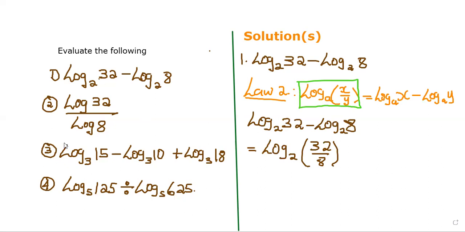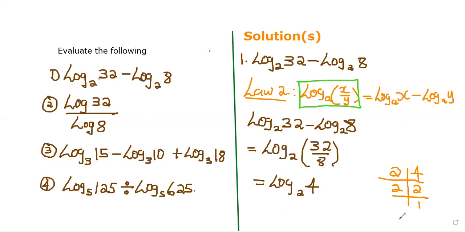Continuing onwards, here we're going to have log base 2 of 32 divided by 8. So let's check what 32 divided by 8 is. We know that 32 divided by 8 is going to be 4, right? And then we're going to use what we call the fishbone method. So this 4, we divide it by 2, we get 2. Then 2 divided by 2, we also get 1.